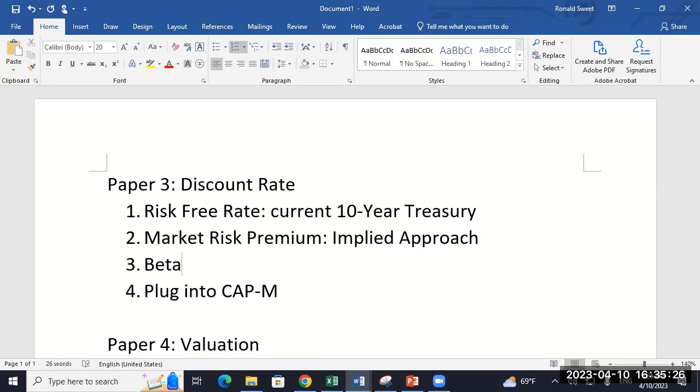It is the most common approach now. It used to be historical, but now it's the implied approach. And in beta, we already did that. It's that 4-step process. Y'all remember that?